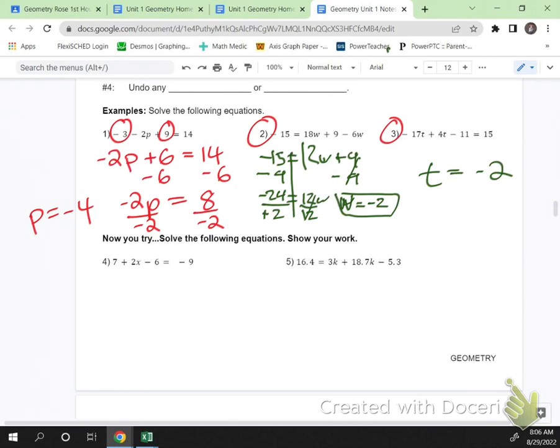Let's try number 4 and 5 with our partner, and I want you to really talk about it. Let's go. I see some homework out. Put it away. We'll have plenty of time for that. I know, multitasking.